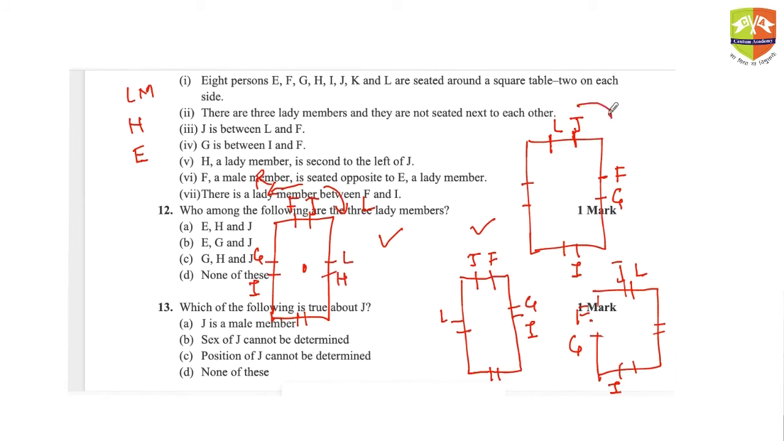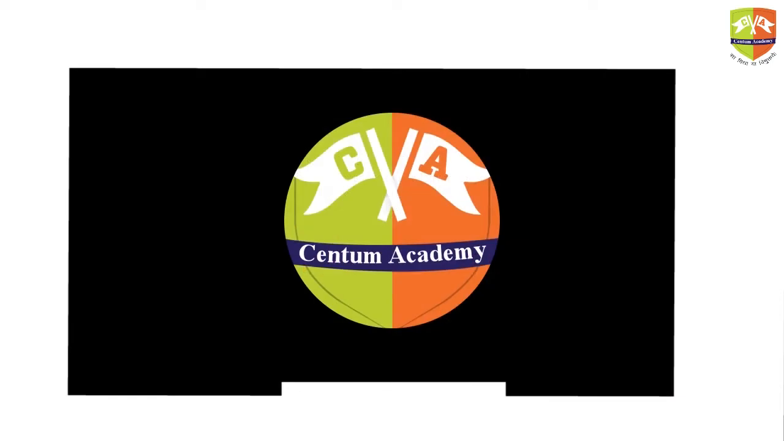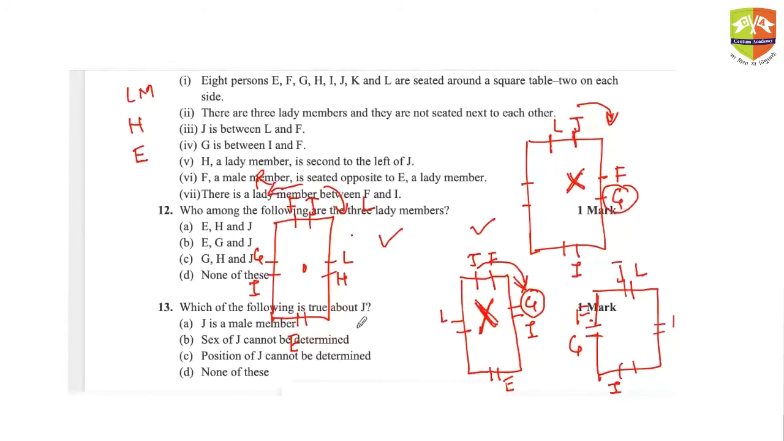Now for J, again, left would be here. So if you look at the second place, here is not accepted. So this is gone. Now H is a lady member. What is left of J? There are two places left out. Now how many places are left out? So this case is already rejected.